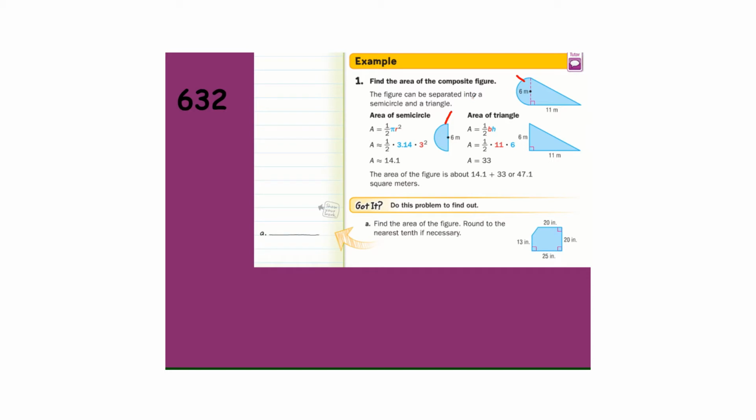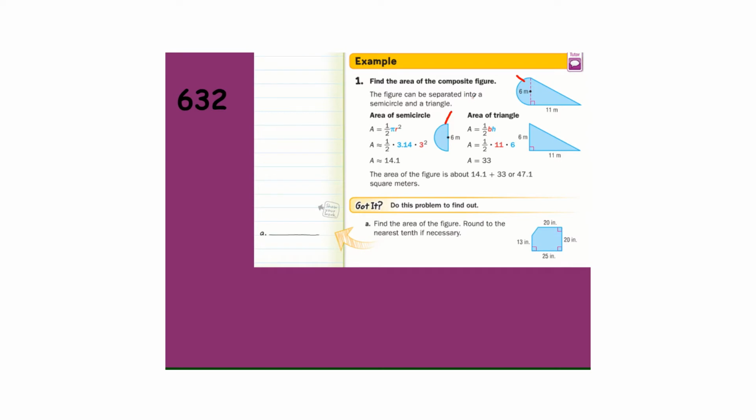Add together then your semicircle and your triangle, 14.1 and 33. And so the area of the composite figure is 47.1 square meters. Okay, down below, letter A, find the area of this figure, round to the nearest tenth if necessary. So you've got a rectangle and you've got one little corner cut off of it. So now you're going to use subtraction in that one.